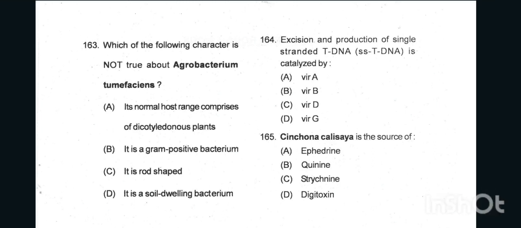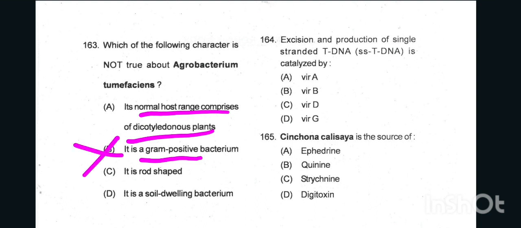Which of the following characters is not true about Agrobacterium tumefaciens? Its normal host range comprises dicot plants. It is the correct statement. It is a gram positive bacterium. No, it is a gram negative bacterium. It is the incorrect statement. It is a rod shaped bacterium. It is a soil dwelling bacterium. All these statements are correct, but option B is the incorrect statement. So here option B is the correct one.